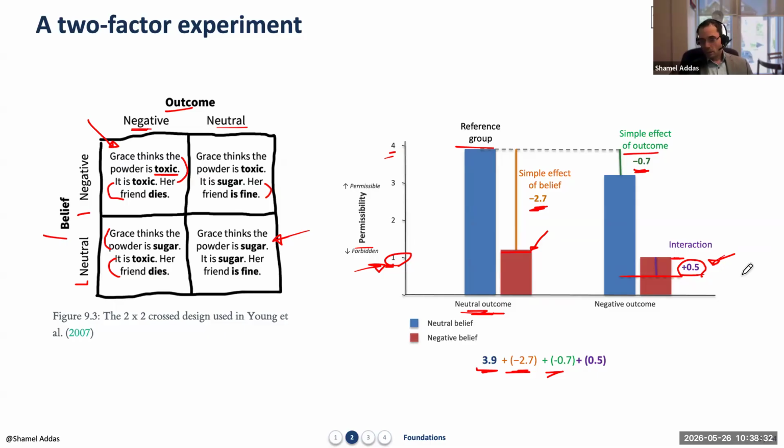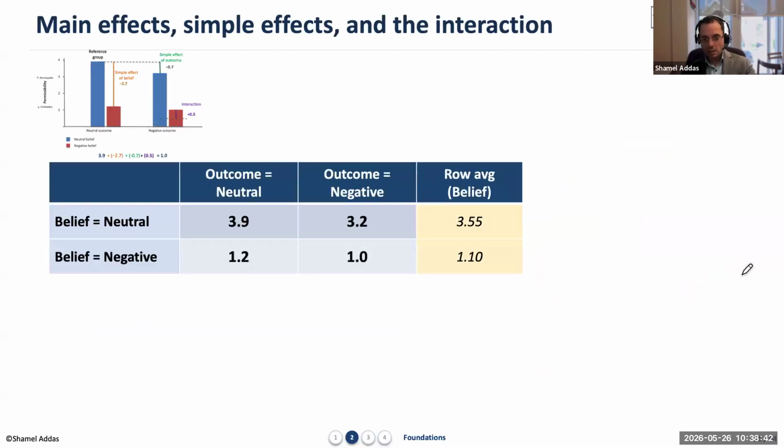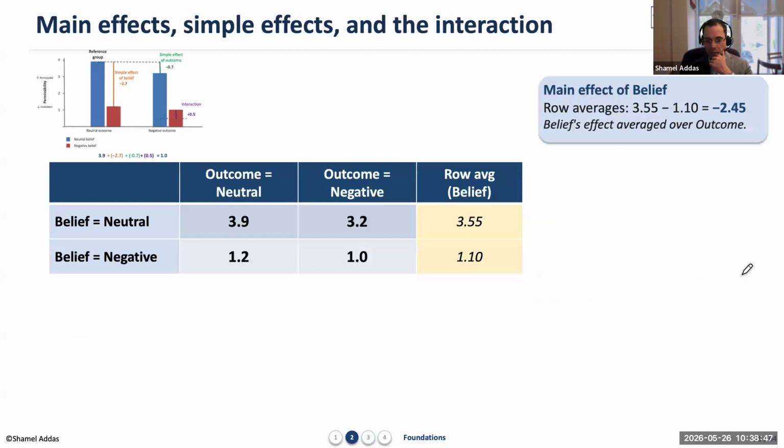Okay. So I wanted to show this as a way to make sense of simple effects and interactions. I'm going to skip this slide. This is just a different way of showing the same thing and comparing the simple effect to the main effect. The main effect is different because it's the average across the outcomes. The simple effect happens within a specific outcome. That's why I fixed on the reference group.